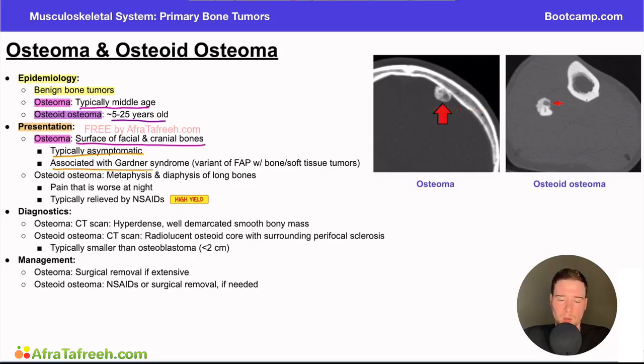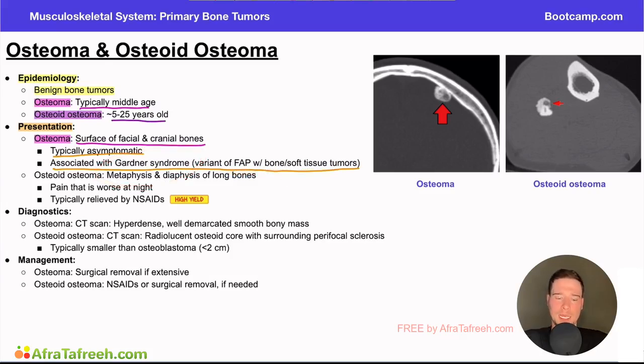Additionally, it's associated with Gardner's syndrome, which, if you recall, is a variant of FAP, or familial adenomatous polyposis. If you recall, FAP is an autosomal dominant condition due to a mutation in the APC tumor suppressor gene. This can lead to a significant amount of polyps in the GI system that have a high risk of malignant transformation. Now, when patients have this condition, and they also have osteomas in the body, this is considered a variant of the FAP, and we call this Gardner syndrome. So it's essentially FAP with bone or soft tissue tumors in the body as well.